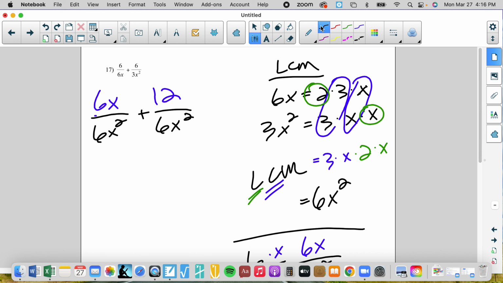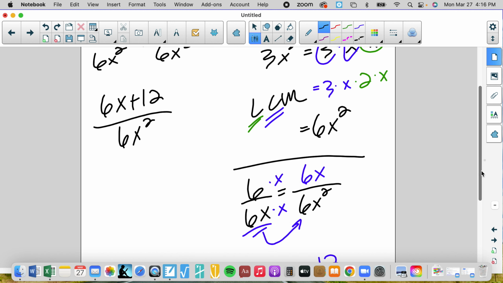Oh, I like this one. This is a good one. We have like denominators. Let's put our numerator up there over my common denominator. Let's look at that numerator.